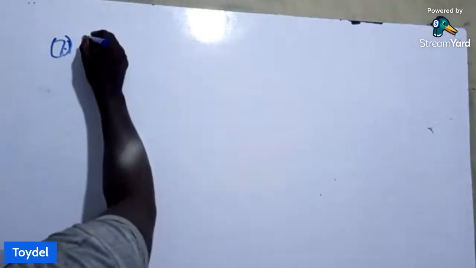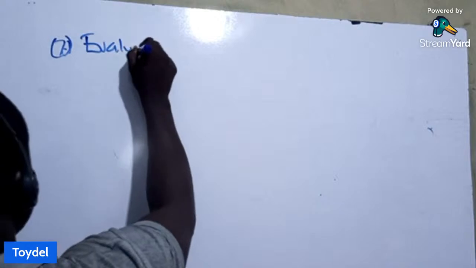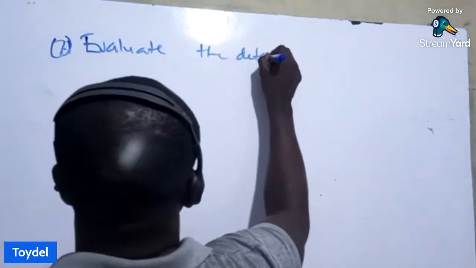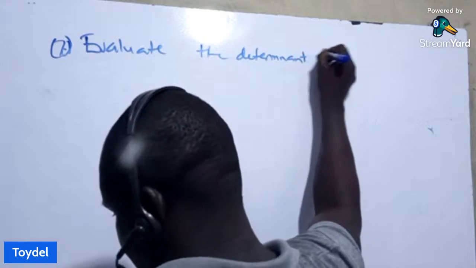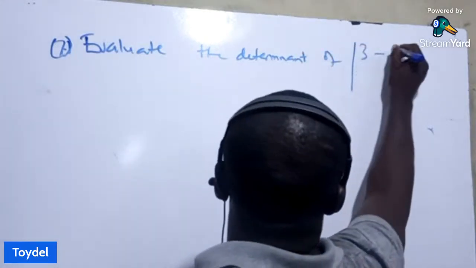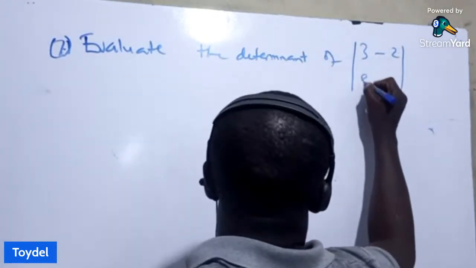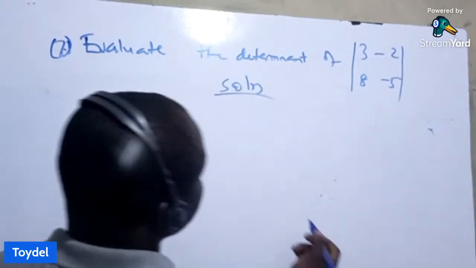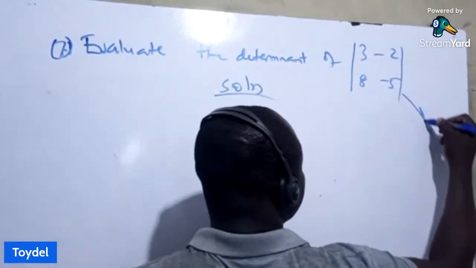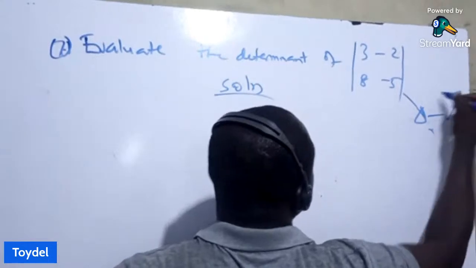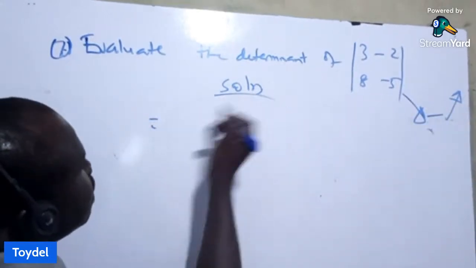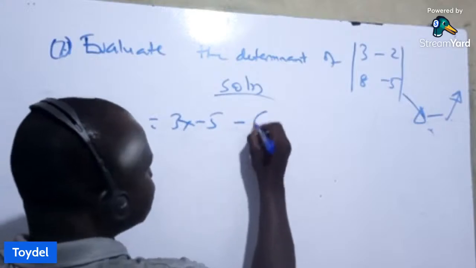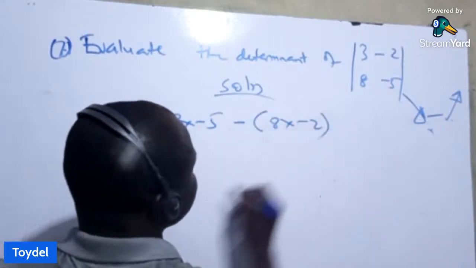This question is under matrix. Evaluate the determinant of 3, minus 2, then 8, minus 5. Of course, we know what to do. Just multiply the leading diagonal minus the other diagonal. So the determinant will be 3 times minus 5, minus into bracket 8 times minus 2.